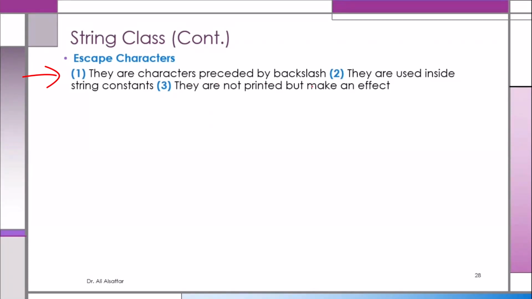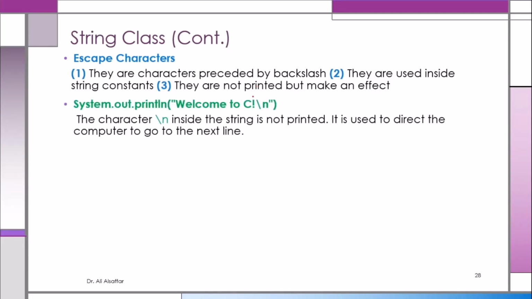Preceded means it comes before backslash, which is like a reversed division sign. Okay. So you write backslash and you put a character, then it is called an escape character. Here is an example. You have a message you want to print, and here this is the backslash and this is the character. Now all together backslash n is called an escape character.